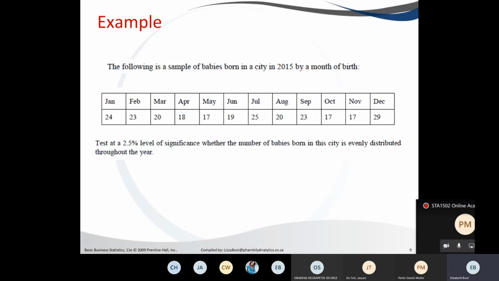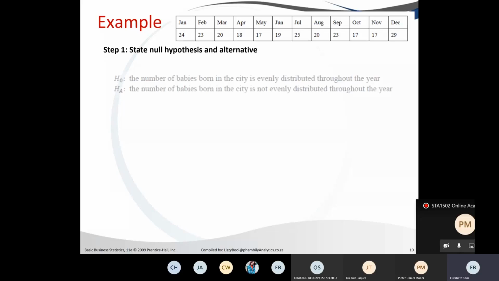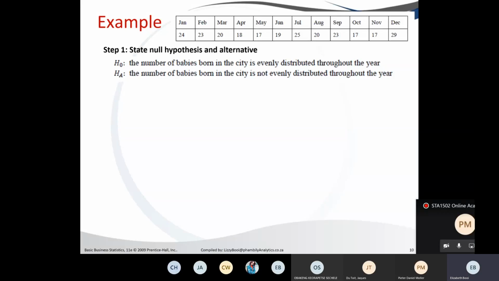So the first step we need to do is state the null hypothesis. Our null hypothesis will state that the number of babies born in the city is evenly distributed throughout the year. And that's how you state your null hypothesis. To state your alternative hypothesis: the number of babies born in the city is not evenly distributed. So it will be the opposite of your null hypothesis.